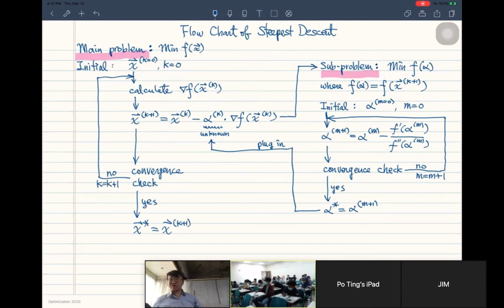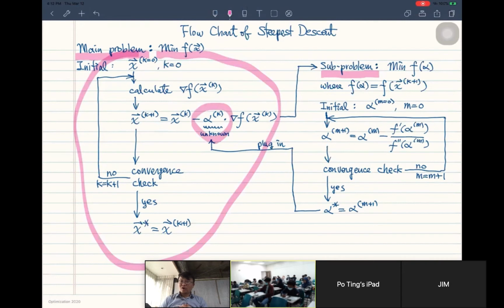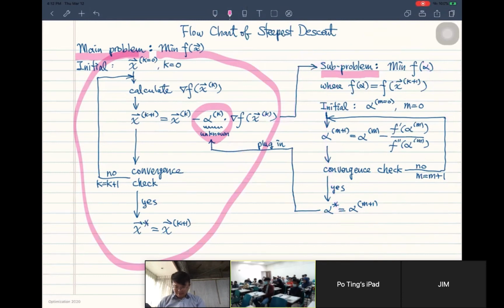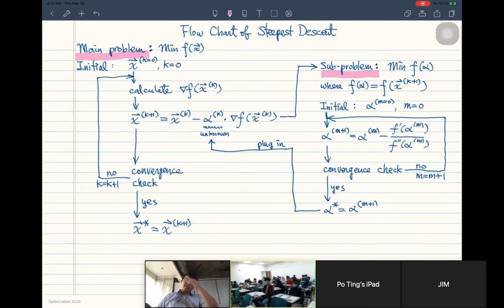Okay, so that's the flow chart. So the main body is this flow. But over here, in order to solve for alpha, you go out to operate this subproblem, and then you come back. Okay? So, any question? I will try to solve a problem right now, so you won't be confused. Any question right now? Okay, let me show you.